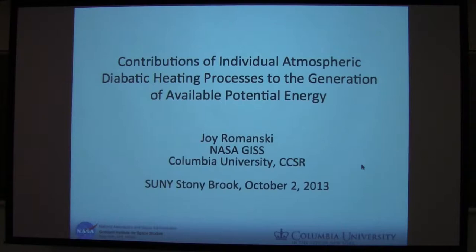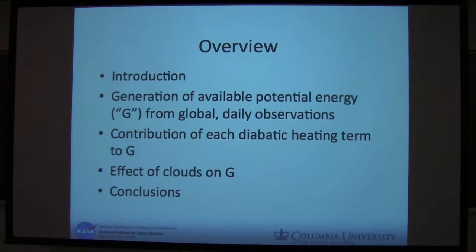The structure, prior to the addition of new material, was: I'll tell you a little bit about G, the generation of available potential energy in the atmosphere, what causes it, how we computed it, how each diabatic heating term contributes to G, the role of clouds in altering G, and we'll draw some conclusions about how the large scale circulation organizes itself in order to maintain itself via its influence on G.